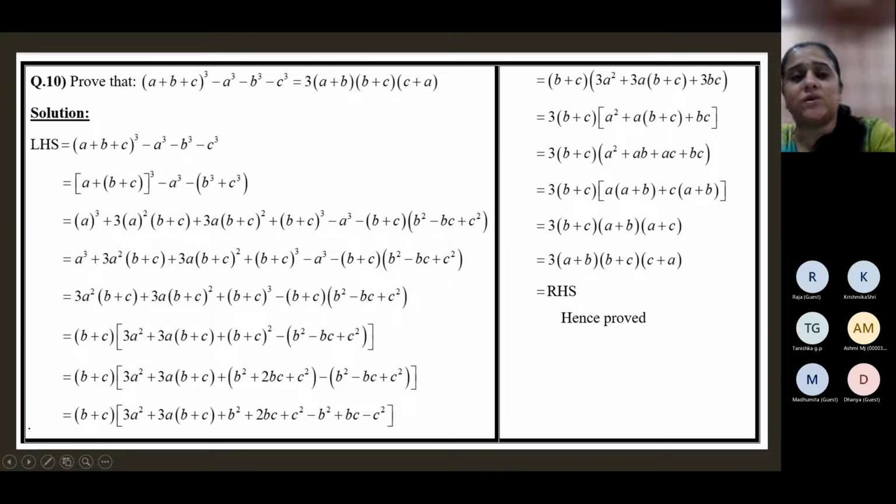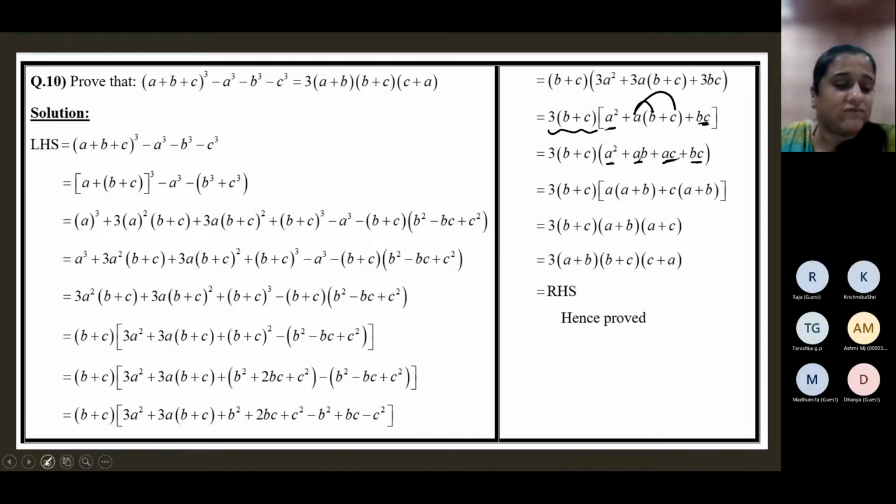Now inside the second bracket, remove the brackets. So a into b is ab, a into c is ac. So a square, ab, ac and bc. Open up the bracket in the second bracket. This 3 into b plus c as it is. Here this a square, this bc, a into b is ab and a into c is ac.